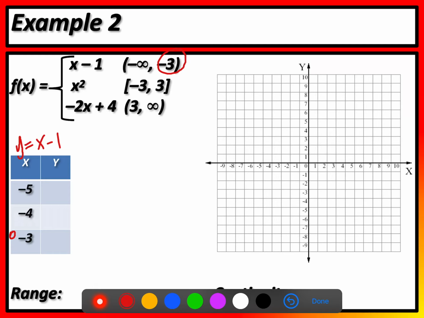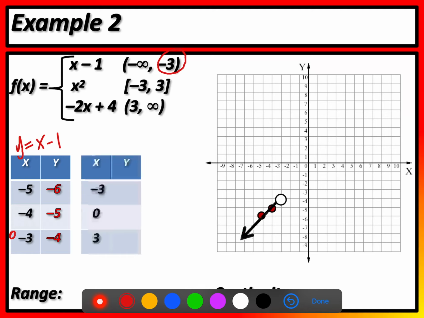Okay, so plugging each of those 3 x values into my function, I create my table, negative 5 minus 1, negative 4 minus 1, negative 3 minus 1. Okay, and I plot those points. This is a line, so I can connect those, okay, using a straight line.